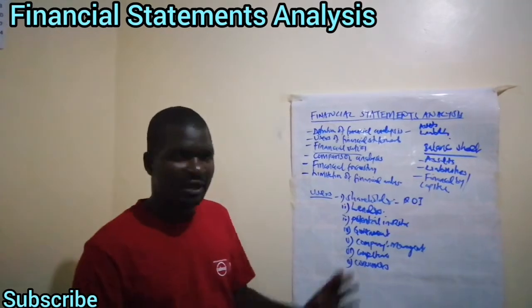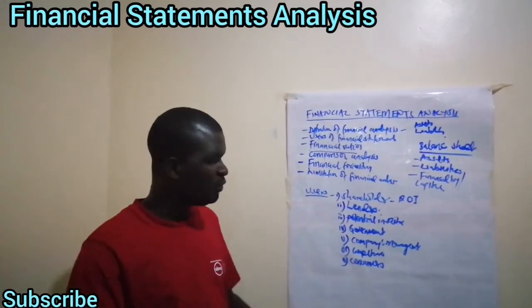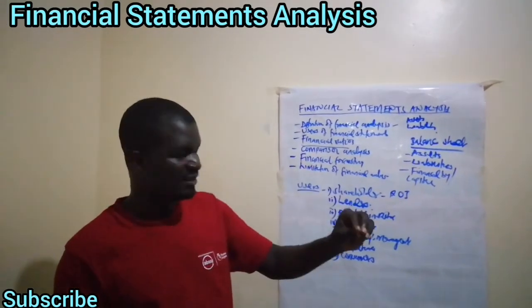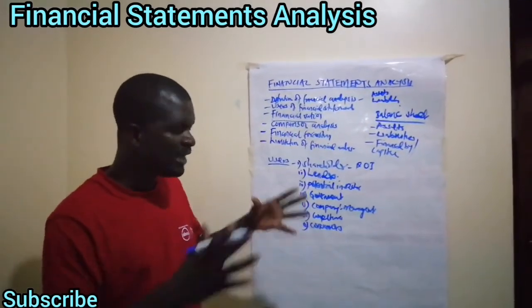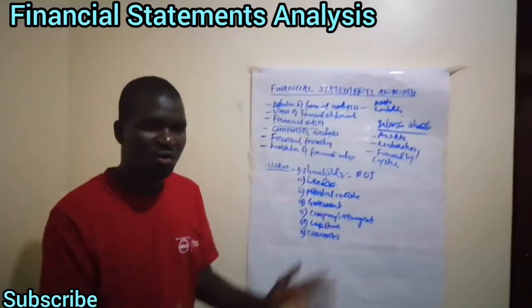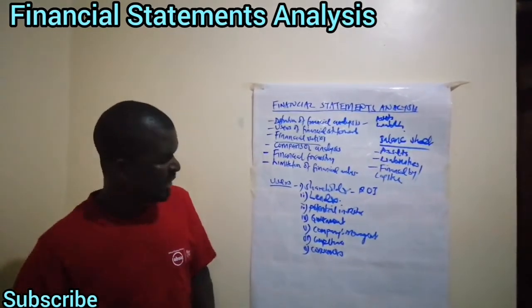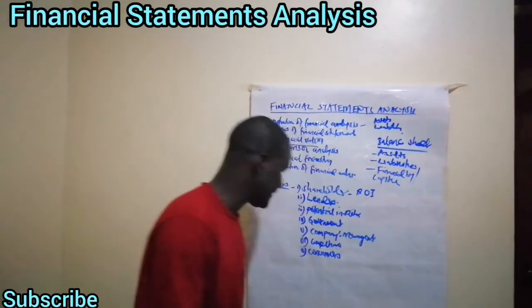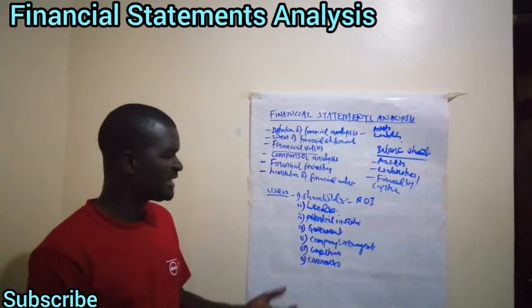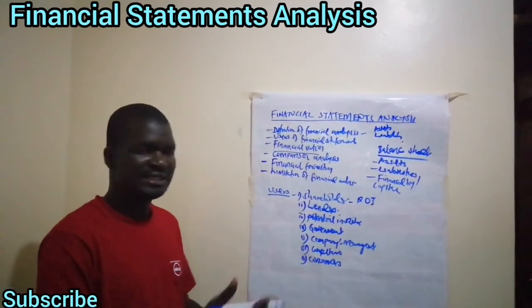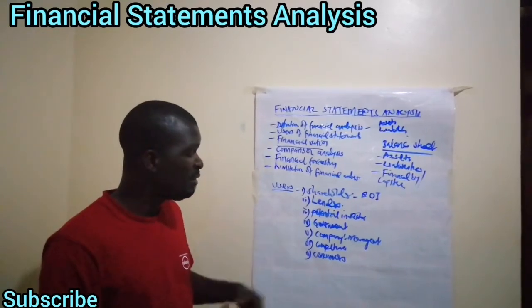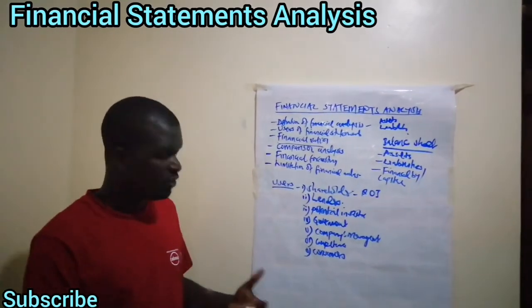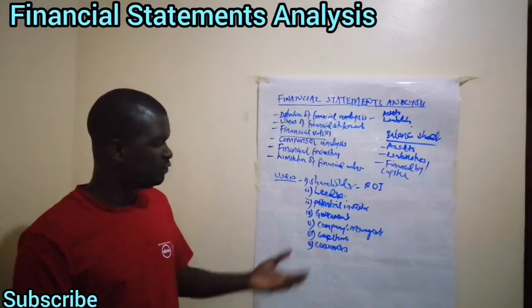Then competitors will always look at the statements or the reports of the competition to help them do the comparison. How is the business doing compared to others in the market? Then consumers are people who use the goods and services provided by the firm. Now they will be able to know whether the firm or the business will be able to continue providing such goods and services.